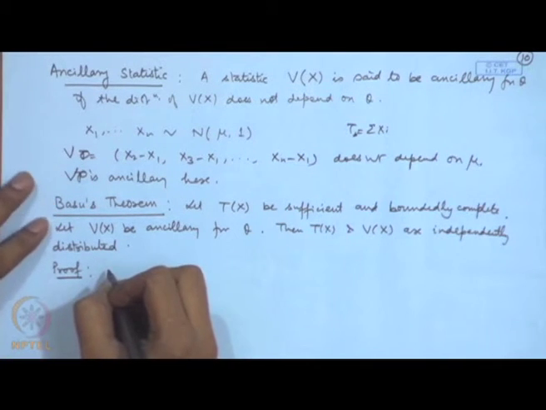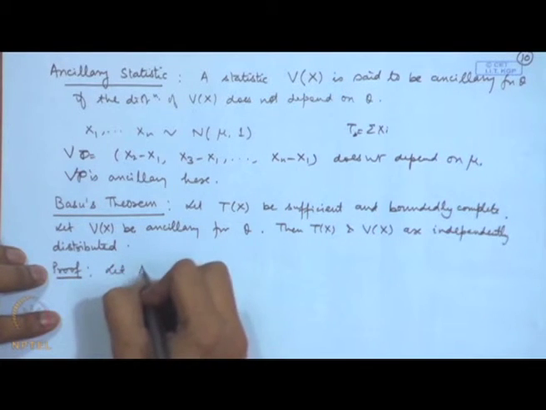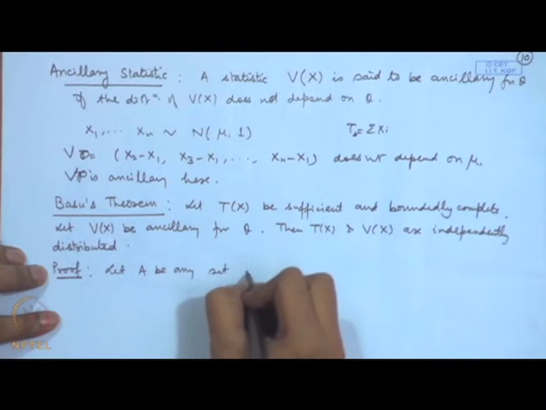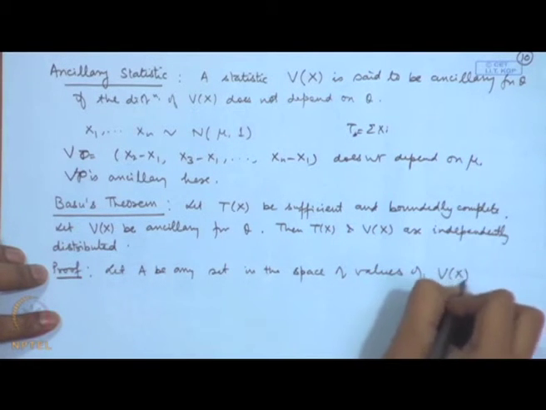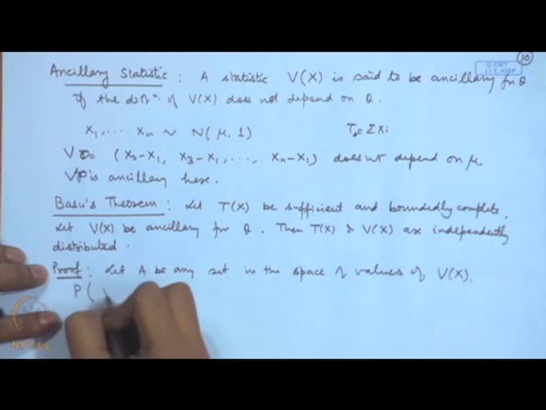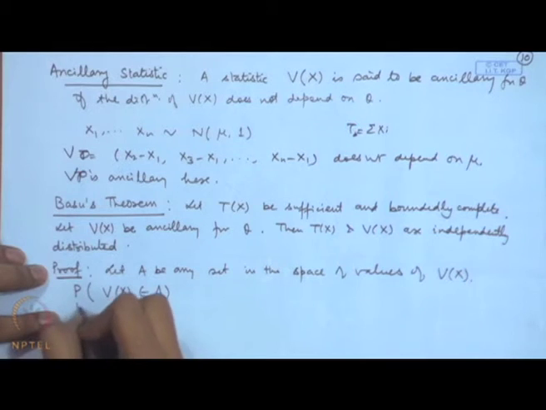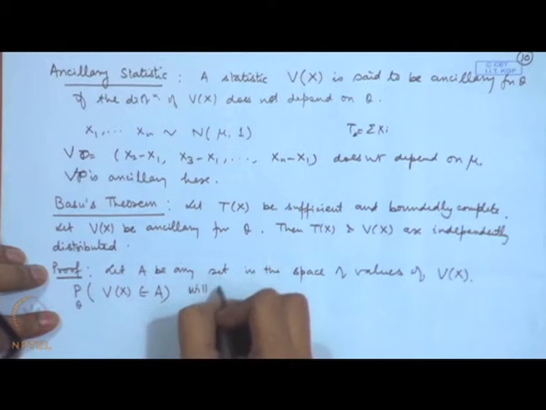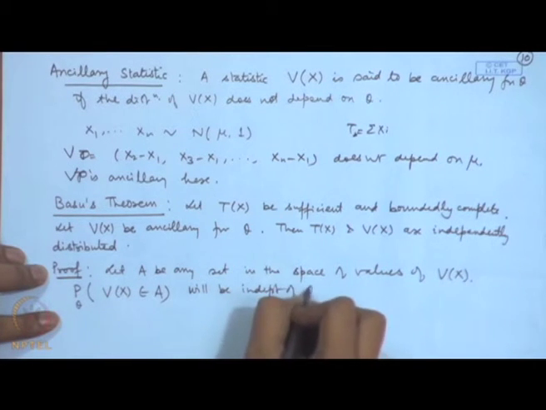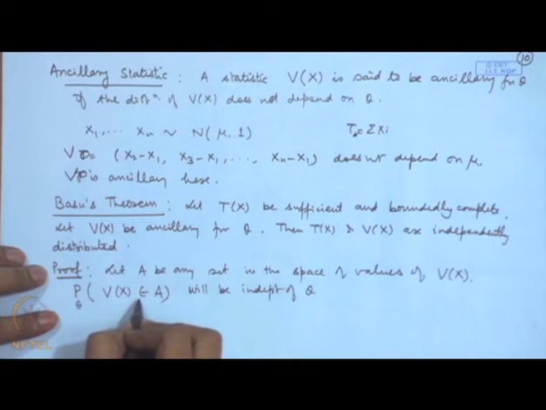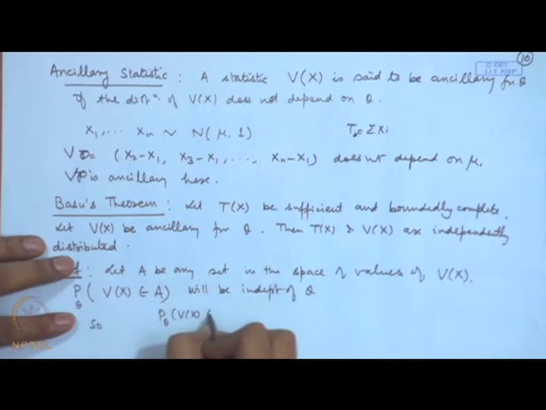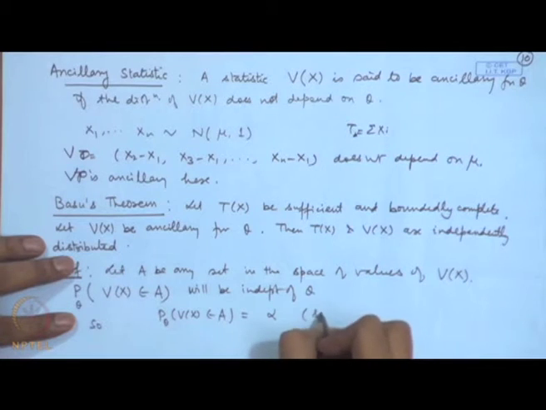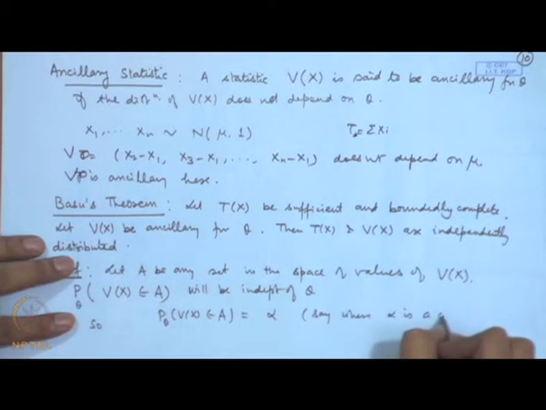Let us look at the proof of this. So, let A be any set in the space of values of V. If I consider probability of V(X) belonging to A, then this will be independent of θ, because the distribution of V(X) does not depend upon θ. So, if we want to write a statement like this, P_θ(V(X) belongs to A) is some constant, say α. Alpha is a constant.